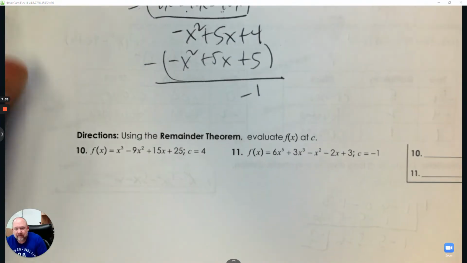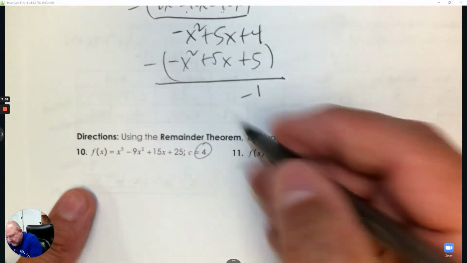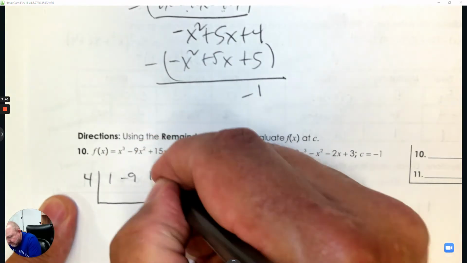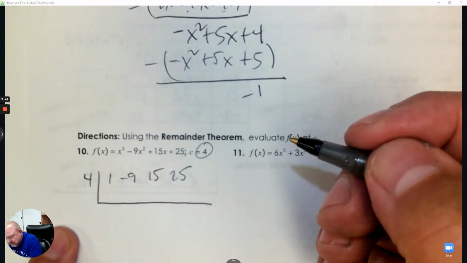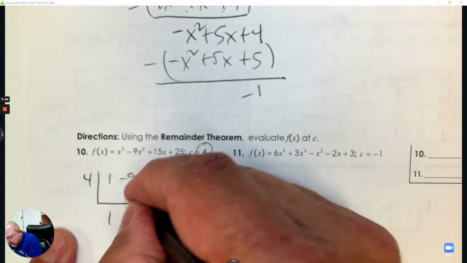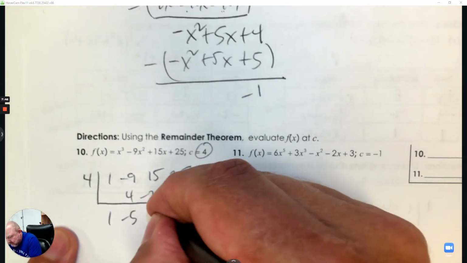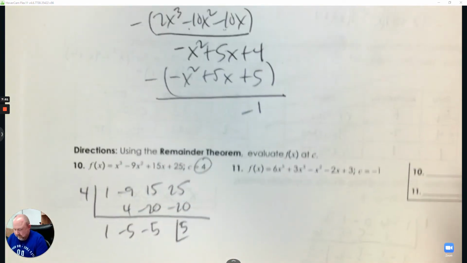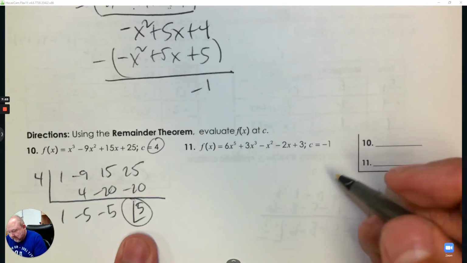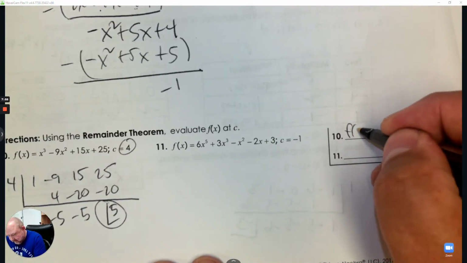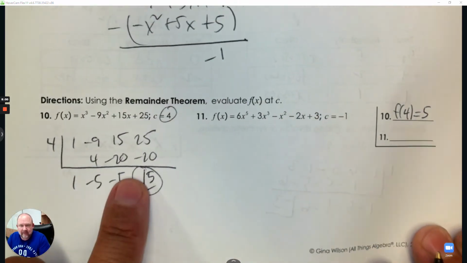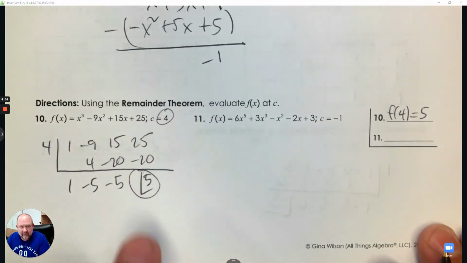Awesome. All right. The remainder theorem, can you evaluate the remainder theorem? So at this number, we use it. Don't change the sign. That's 1, negative 9, 15, and 25. Did I miss a power? No. All right. So now multiply. Make sure I do this correctly. And so this is what it means. That means f at 4 is equal to 5. So if you do the work correctly, the remainder gives you the answer for the evaluation.